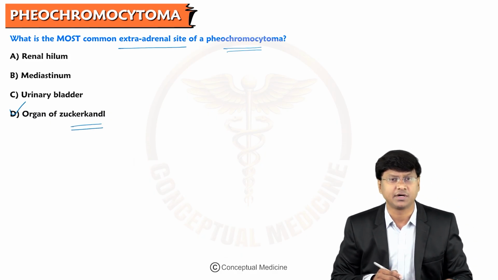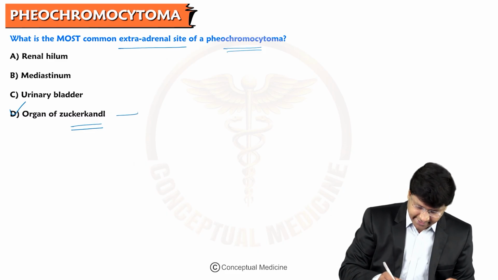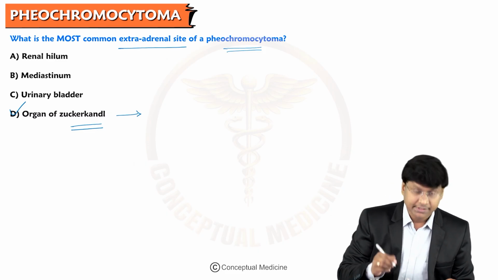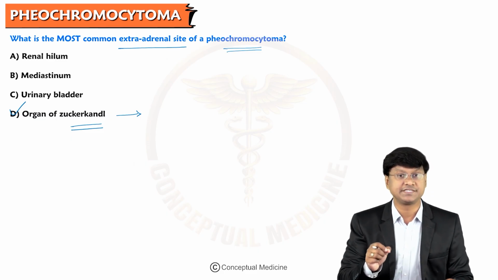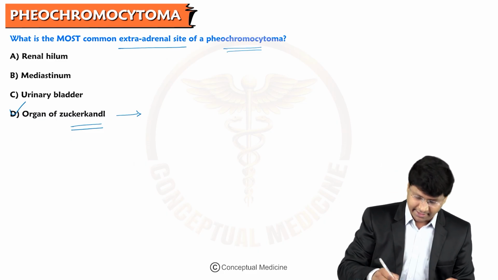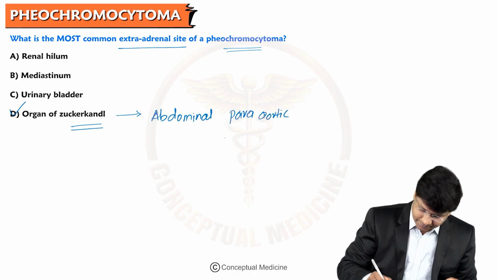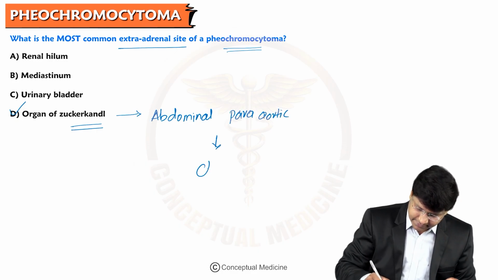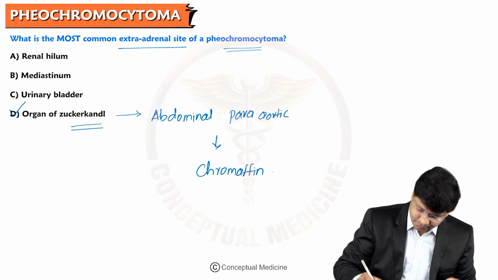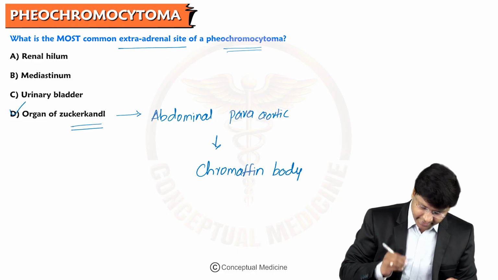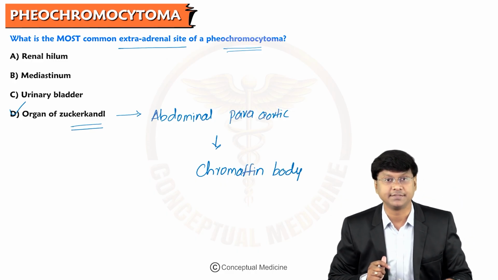Now, what is this particular organ of Zuckerkandl? The organ of Zuckerkandl is the chromaffin body which is present in the abdominal para-aortic area. So, in the abdominal para-aortic area, your organ of Zuckerkandl is a chromaffin body. So that is what the organ of Zuckerkandl is.